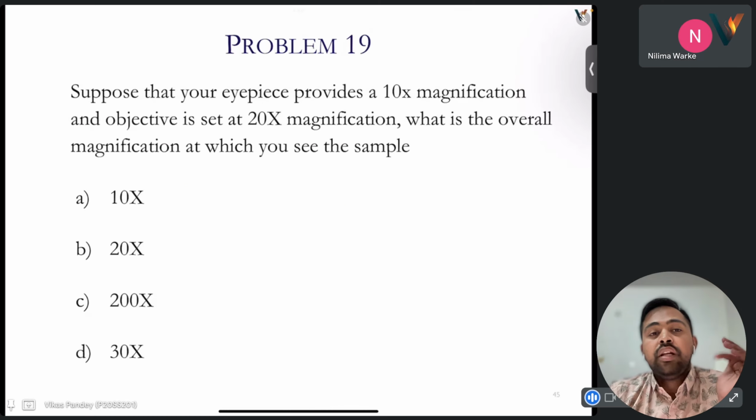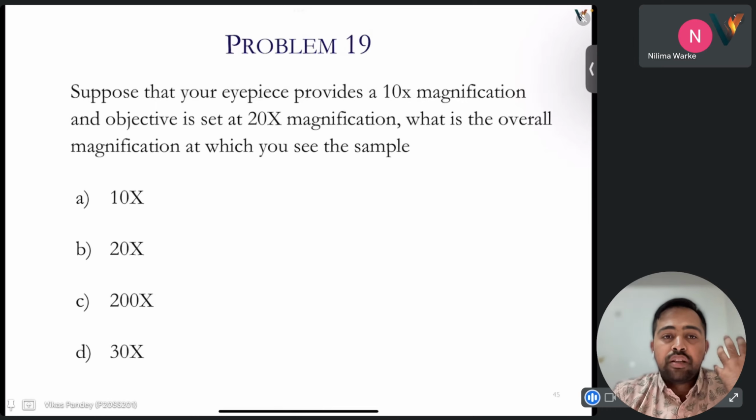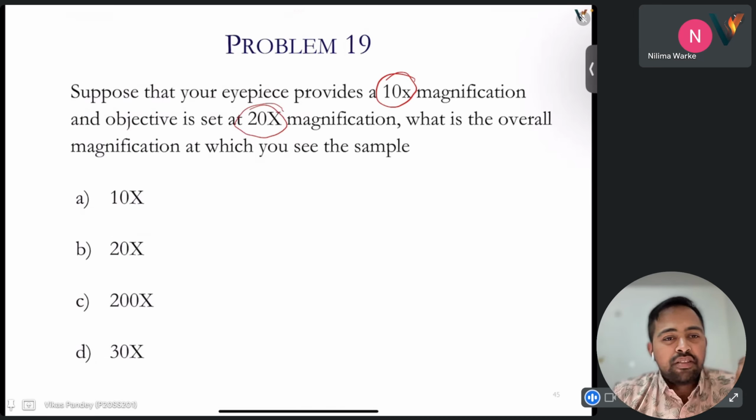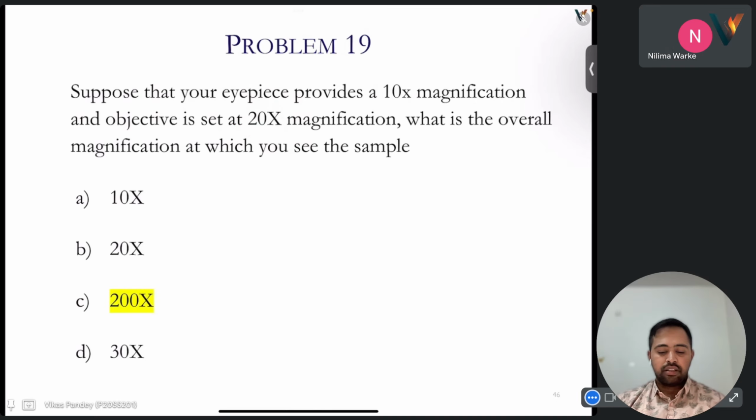Suppose that our eyepiece provides a 10x magnification, and the objective is set to 20x magnification. So what is the total magnification? Well, I think magnification problems we have done a lot, right? Yes, it's 200. So simply we multiply it, we get the magnification.